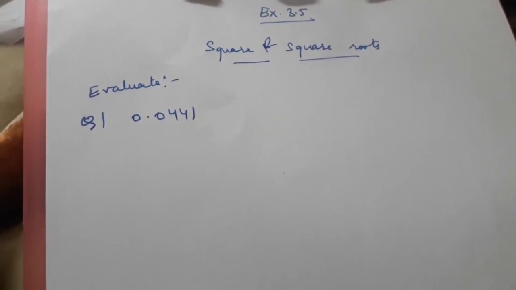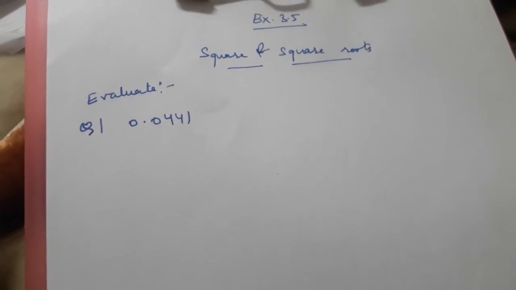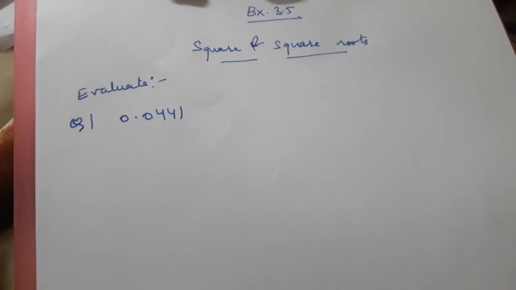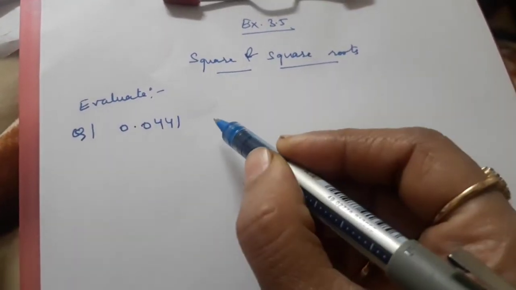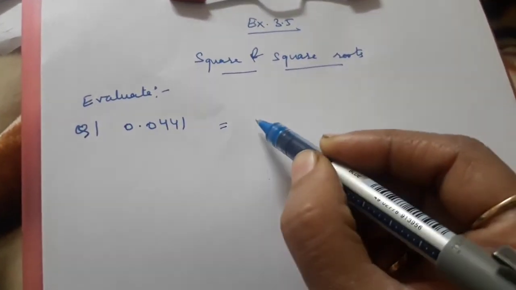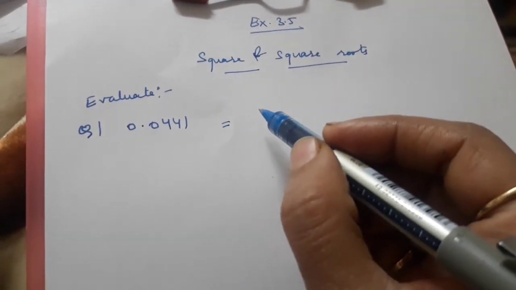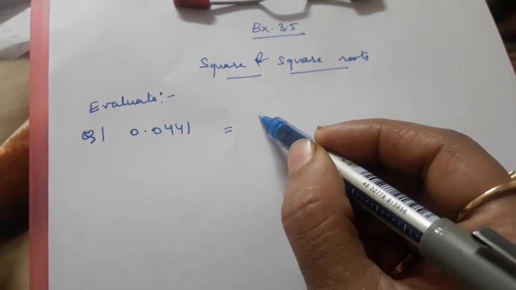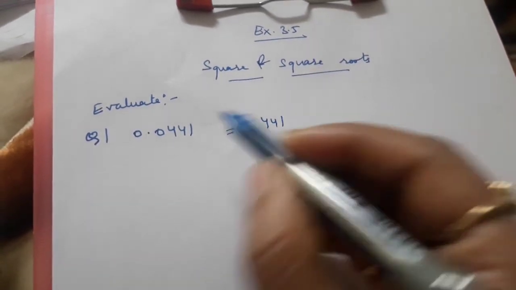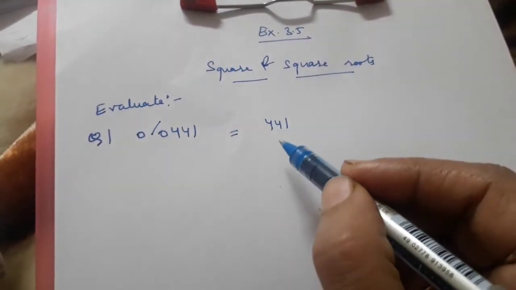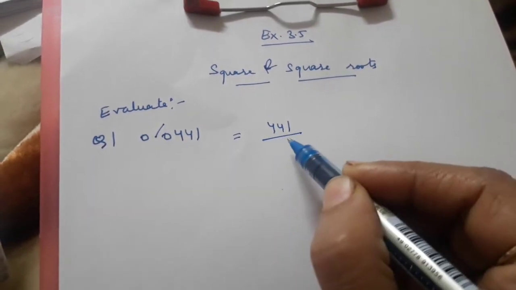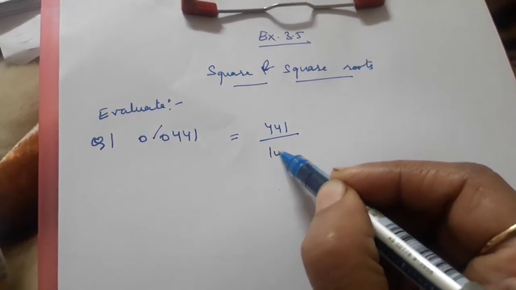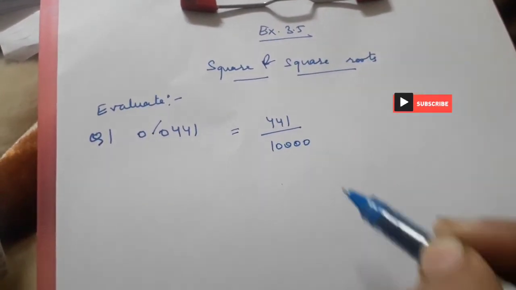So the first question of exercise 3.5 is 0.0441, which we will have to evaluate. First of all, change it into a rational number, or you can say a fraction. First of all, we will just cancel the decimal. So what number would be in the denominator? 10,000 would be in the denominator.